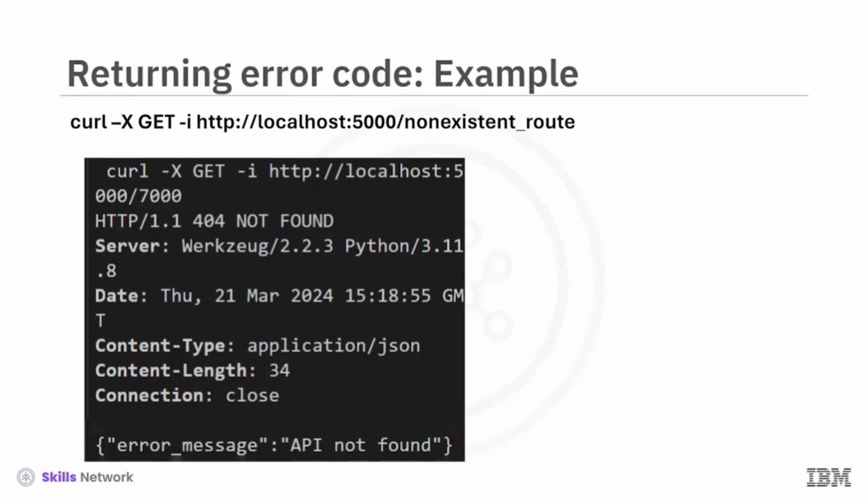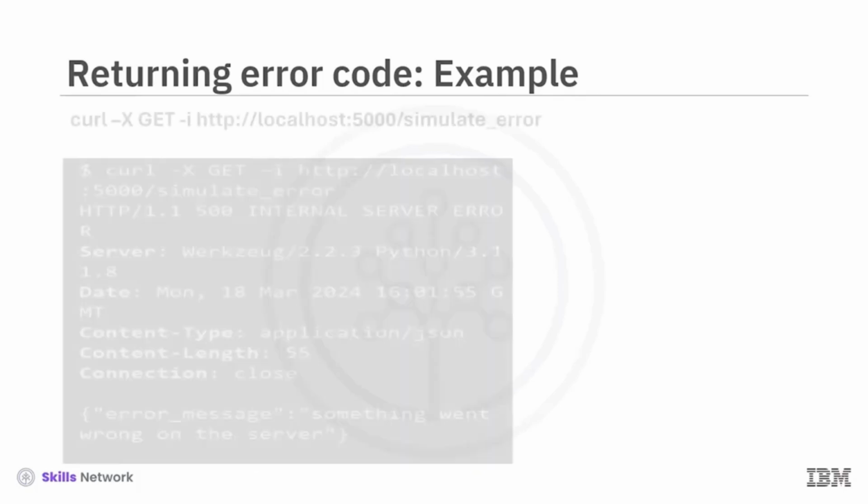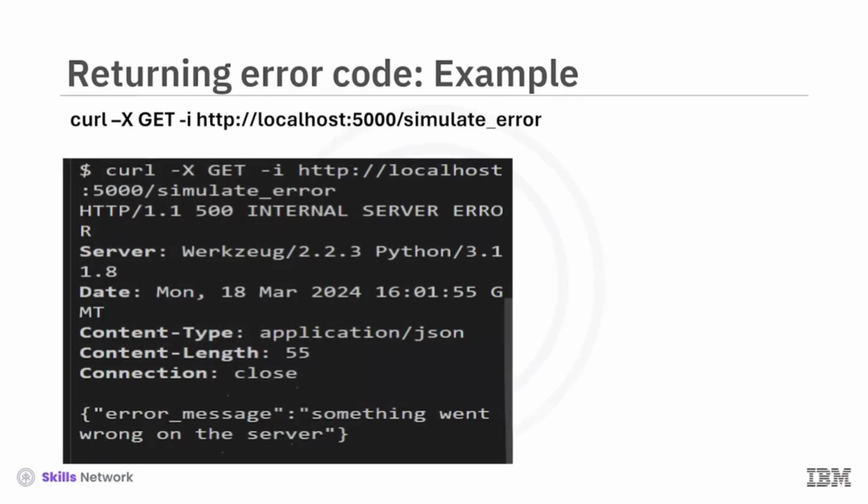Flask provides a way to handle error messages at the application level. Here we see a method that processes the 404 error and returns a message, API not found, with a status code of 404. Similarly, this snippet creates an error handler for 500 errors and returns a message of something went wrong on the server.